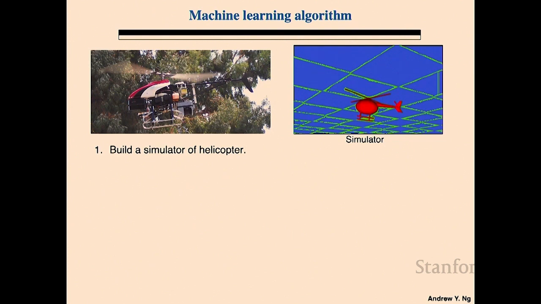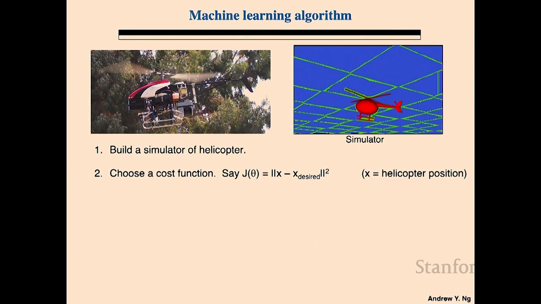That's actually a simulator, like a video game simulator of a helicopter. The advantage of using a video game simulator is you can try a lot of things and crash a lot in simulation, which is cheap, whereas crashing a helicopter in real life is slightly dangerous and also more expensive. So step 1, build a simulator of the helicopter. Step 2, choose a cost function. For today, I'm using a relatively simple cost function, which is squared error.